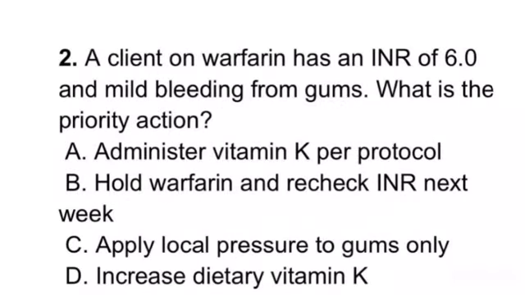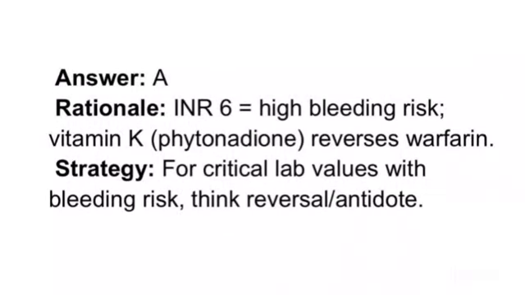2. A client on warfarin has an INR of 6.0 and mild bleeding from gums. What is the priority action? A. Administer vitamin K per protocol. B. Hold warfarin and recheck INR next week. C. Apply local pressure to gums only. D. Increase dietary vitamin K. Answer, A. Rationale, an INR of 6 equals high bleeding risk, vitamin K, phytonadione, reverses warfarin. Strategy, for critical lab values with bleeding risk, think reversal/antidote.